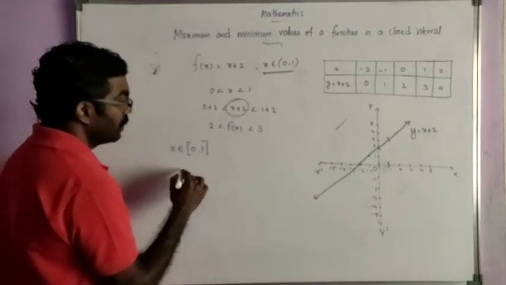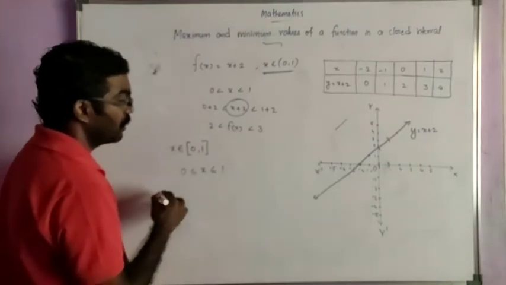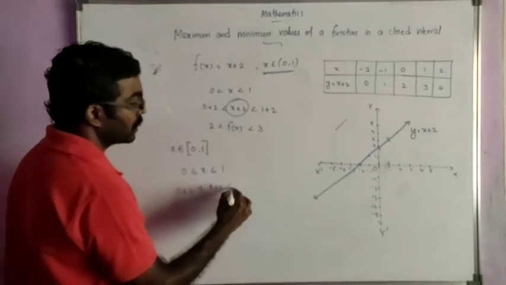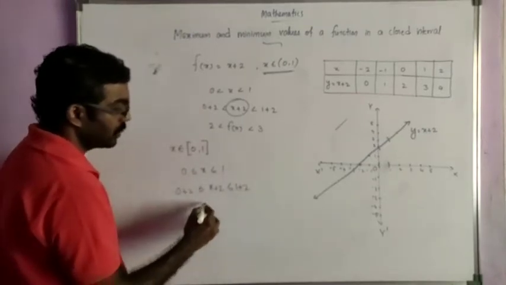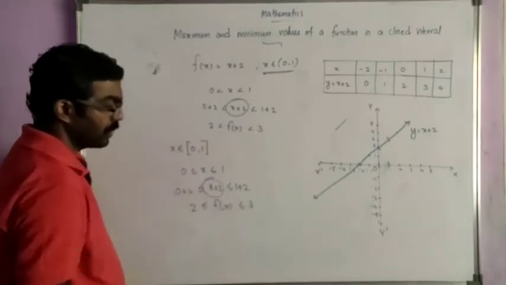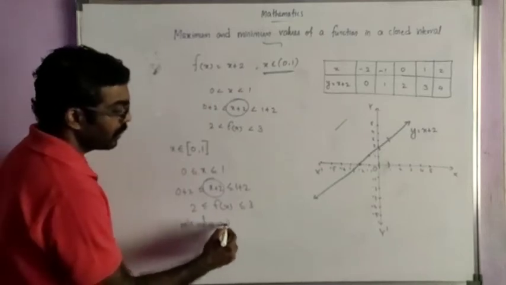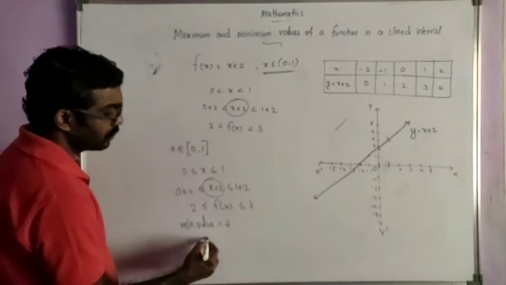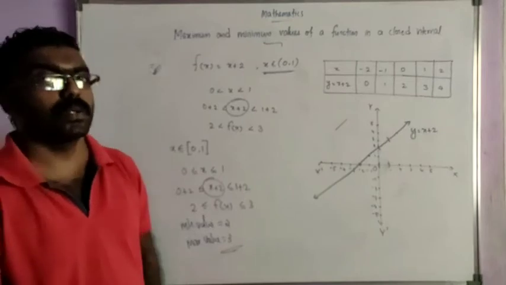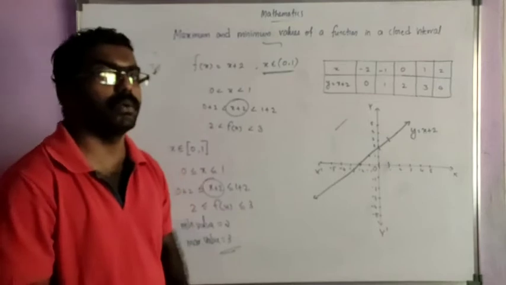This can be written as 0 less than or equal to x less than or equal to 1. We can add 2: 0 plus 2 less than or equal to x plus 2 less than or equal to 1 plus 2. That is 2 less than or equal to f of x less than or equal to 3. That means the minimum value is 2 and the maximum value is 3. Okay, so this is called the absolute maximum and the absolute minimum.